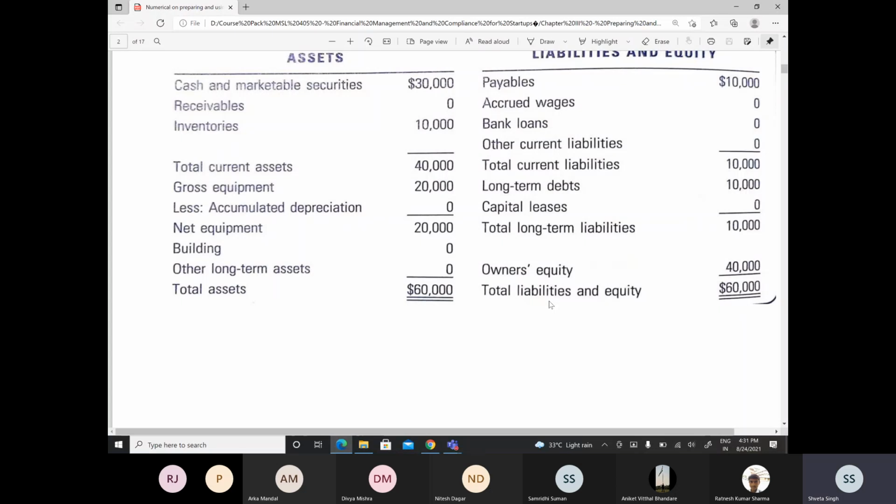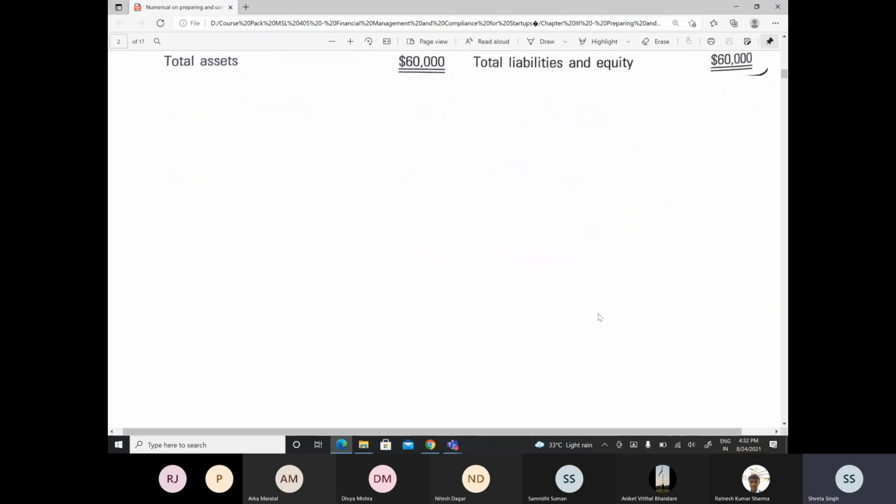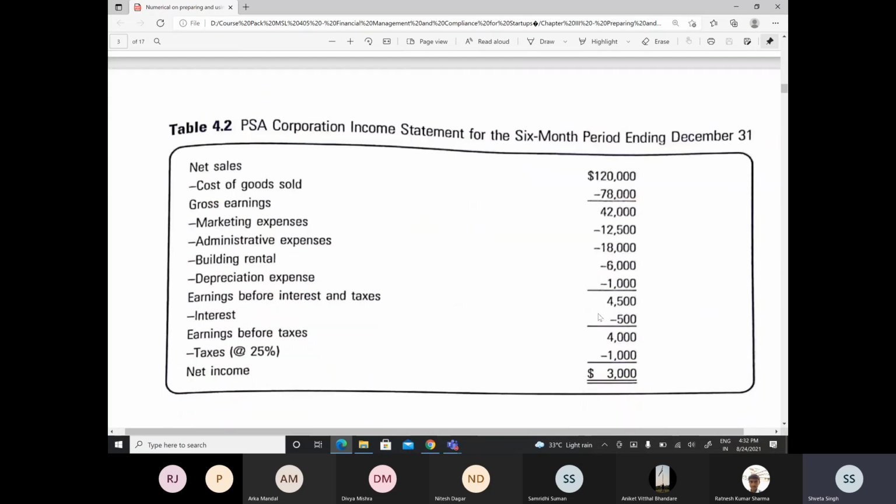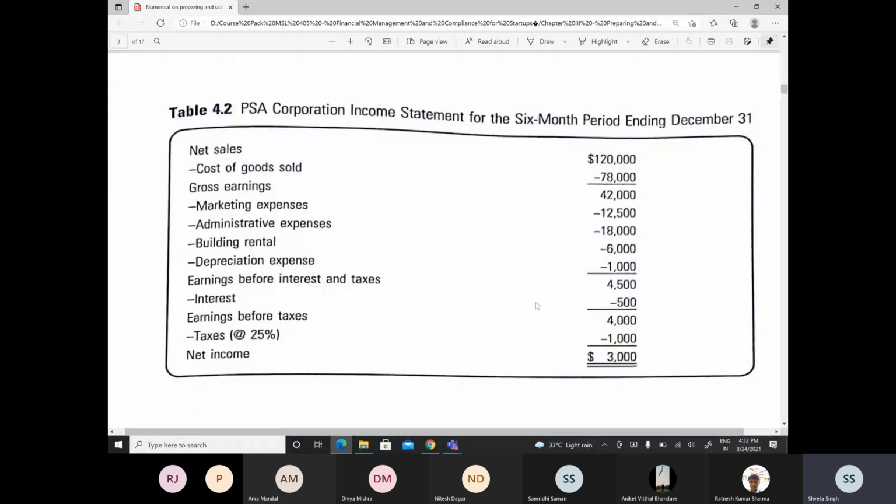If you have any doubt in any of the items, please ask. Okay. I can't see if anyone has raised their hand. So in case you have a question, please unmute yourself and ask. Now let us look at some more data and then we will look at this P&L. Okay.